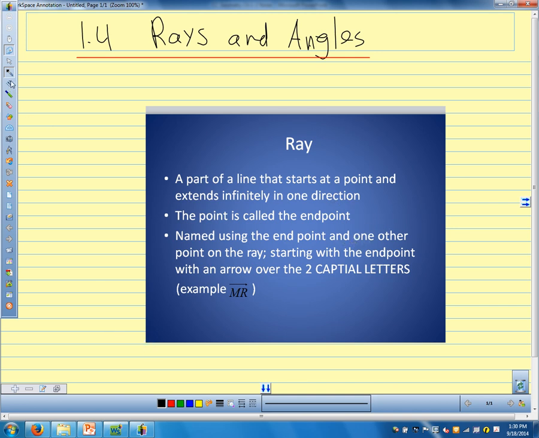And we'll draw a picture here also. Here would be our picture. So this is where we start, and it extends in one direction. We call this point the end point. So that would be one of your facts or characteristics. The point is called the end point, or you could put it in your picture.